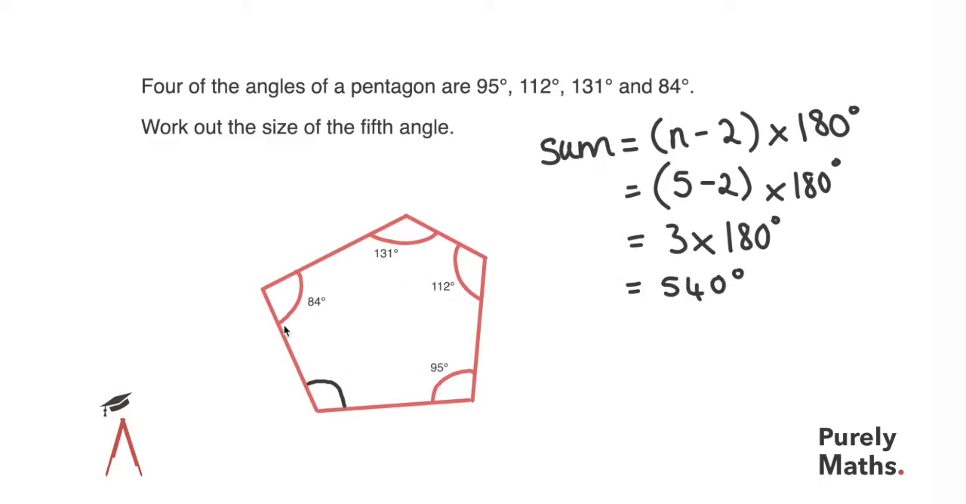So I know that the sum of these angles is 540. So to work out this angle here that's missing, I just need to add together these 4 first. So 84 plus 131 plus 112.